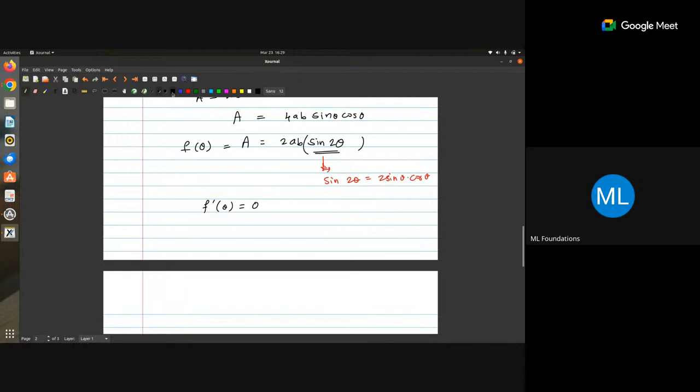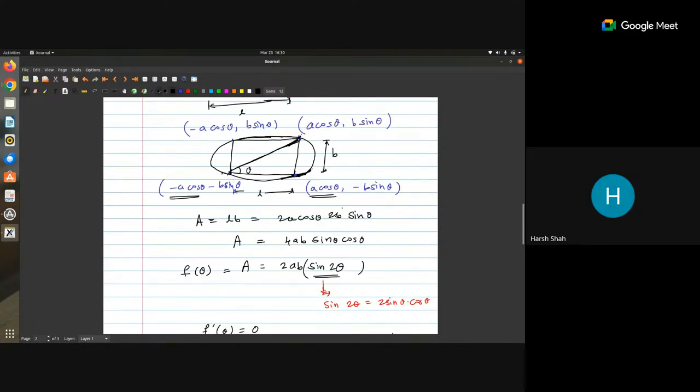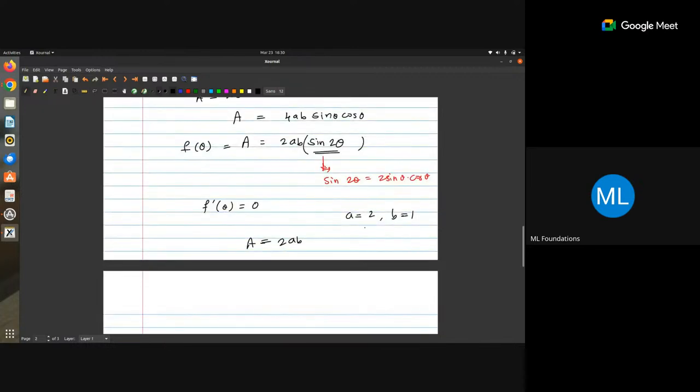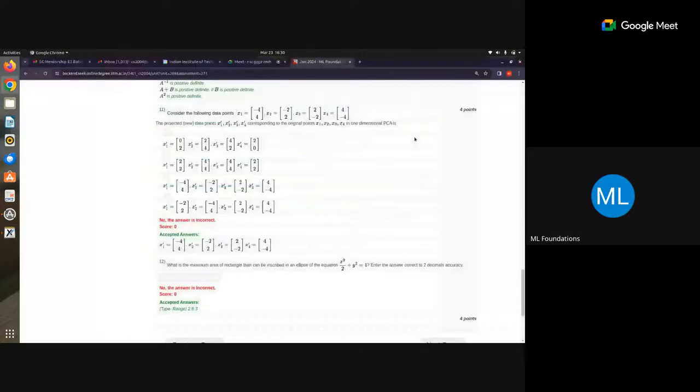So the maximum area which we can get is what? Sine 2 theta is from minus 1 to 1, so the maximum area will be 2ab, right? And what is a here? a is 2 and b is 1. Theta is pi by 4. A, no, a is, I think, root 2, right, from the equation of the ellipse? Yes, root 2. So a will be root 2. But I don't need theta now, right? Because if it is maximum, I don't need theta. Correct. So 2ab will be 2 root 2, and that will be the answer. That is what I'm saying.